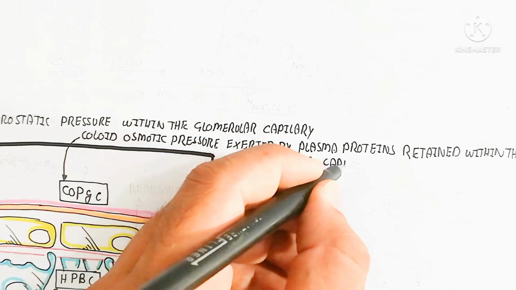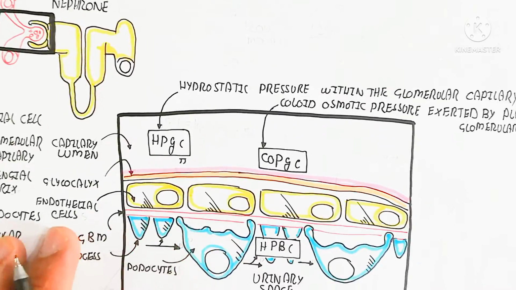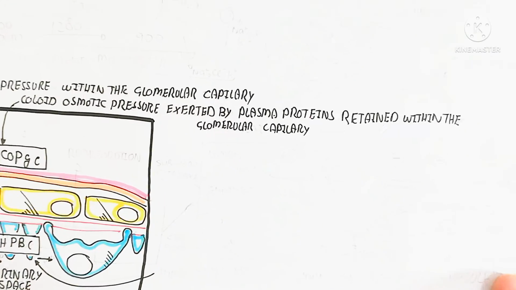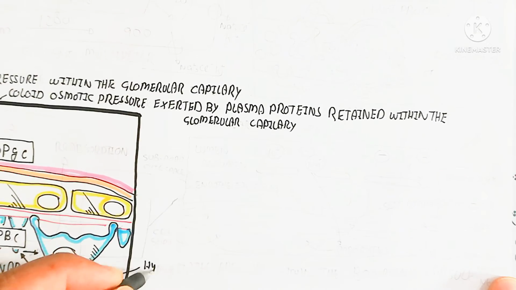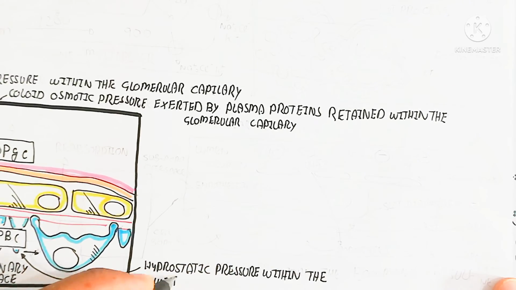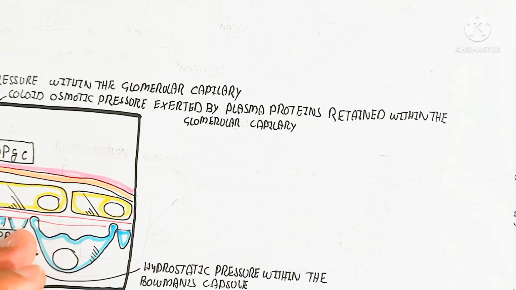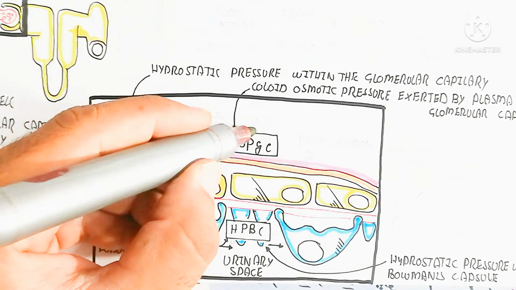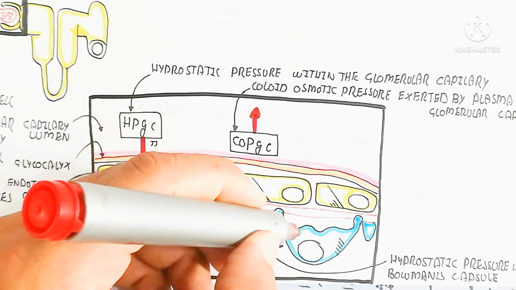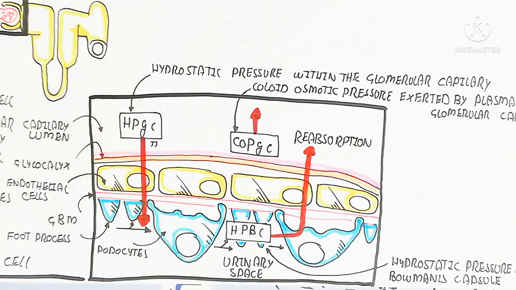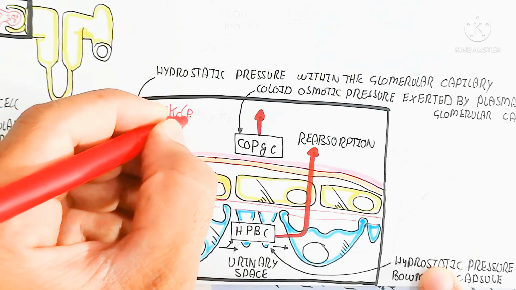But you also need to understand the hydrostatic pressure within the Bowman capsule. When the hydrostatic pressure increases in the Bowman capsule, reabsorption will be easy. Remember why: because the efferent arteriole will contain less water due to the filtration of water, and the water can be easily reabsorbed. In this way, the hydrostatic pressure within the glomerular capillary will exert force to filtrate.